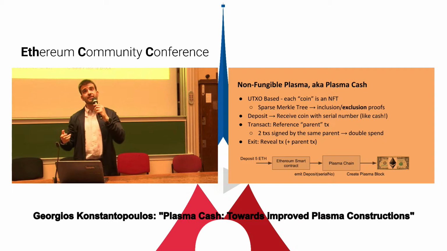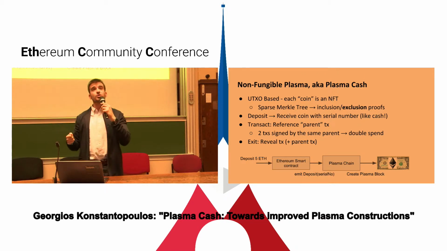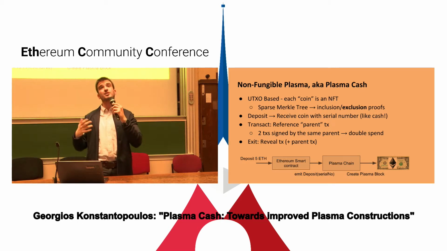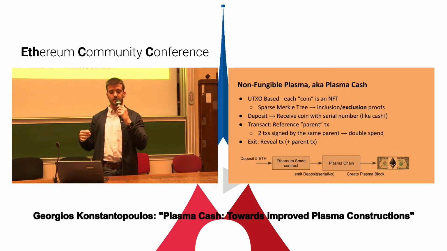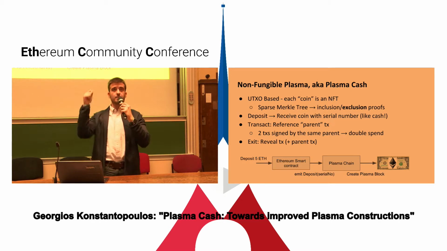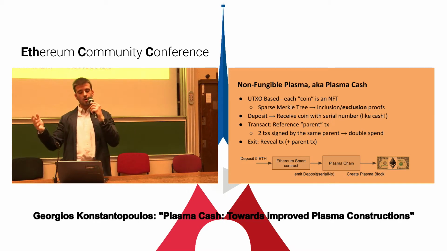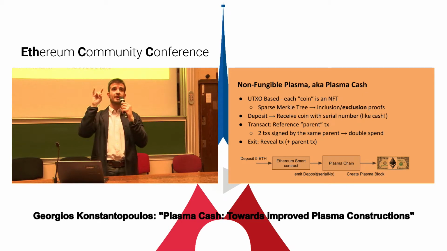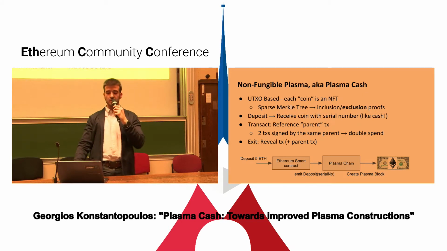We utilize a data structure called the sparse Merkle tree, which has inclusion proofs. But because it's an ordered Merkle tree, it allows you to also do exclusion proofs, which we'll see why is important. Basically, whenever you deposit your coins, you get some funds with a serial number, which is like the coin ID that you own. Whenever you transact, you reference some parent transaction. And when you exit, you also reference 2 blocks.